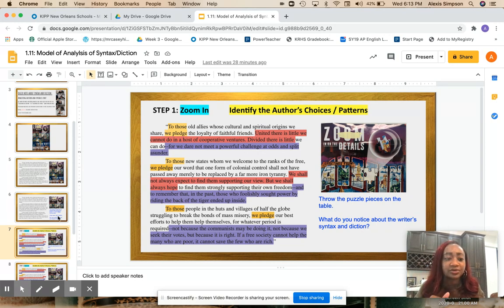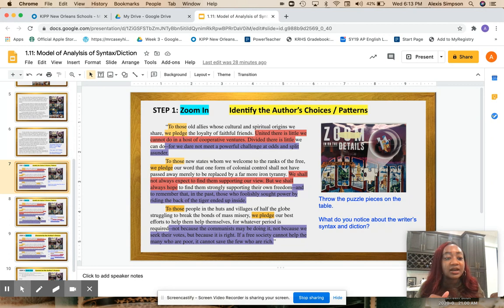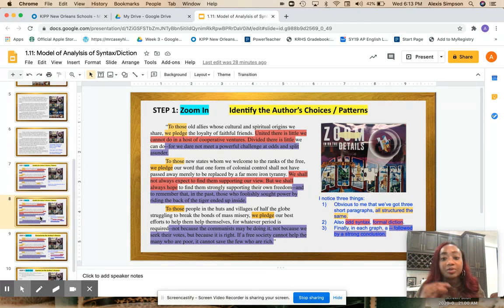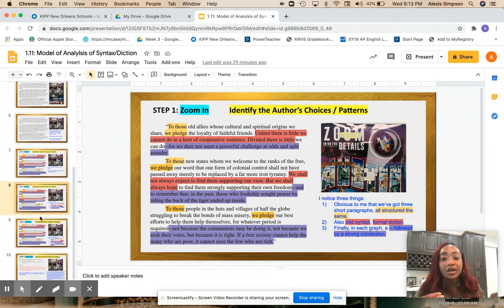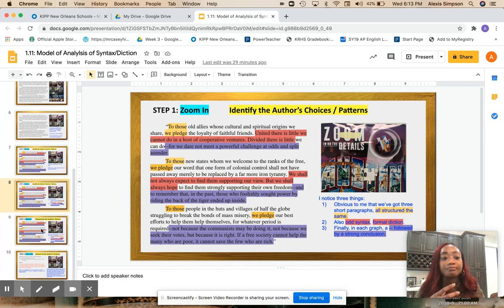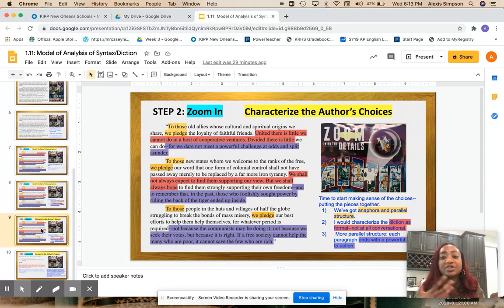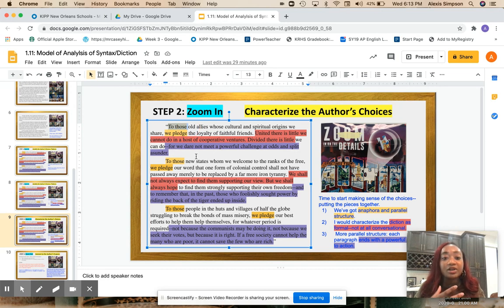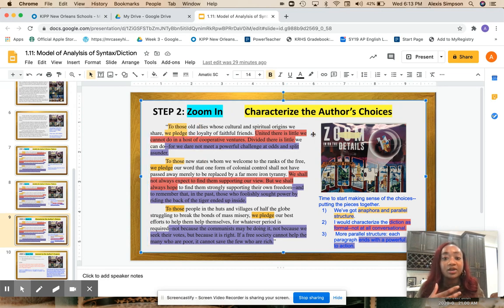I've identified three choices. Now I need to dig in a little bit deeper and think about what some of these choices might mean, right? Like how could I describe them or characterize them? So the first thing I noticed is this one, "to those." And we already talked about anaphora this morning. And so I know that that's an anaphora because every paragraph starts the same, right? I've got some anaphora here.